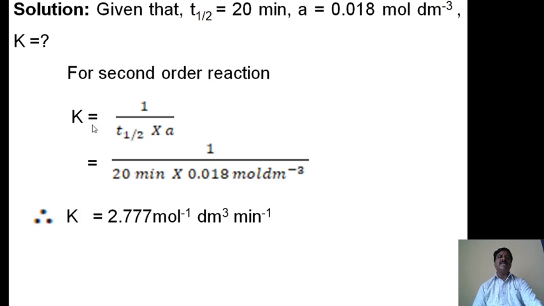For a second order reaction, the relationship between half life period and rate constant is given by k is equal to 1 divided by t half into a. Therefore k is equal to 1 divided by 20 minutes into 0.018 mole per dm cube. Then you take the reciprocal. After calculating we get k is equal to 2.77 per mole dm cube per minute. This is the answer for that question.